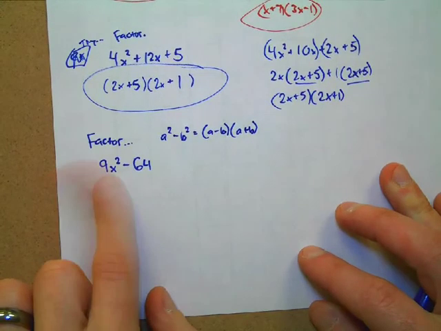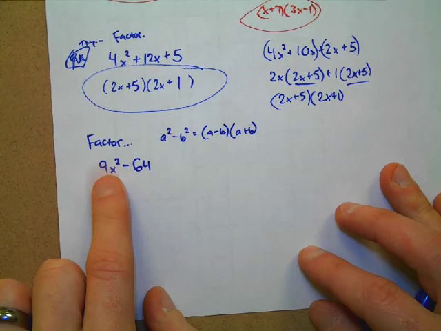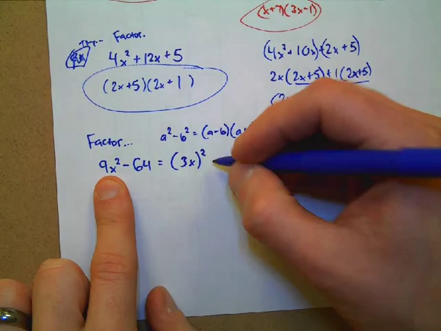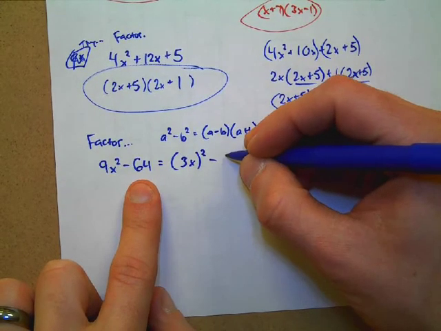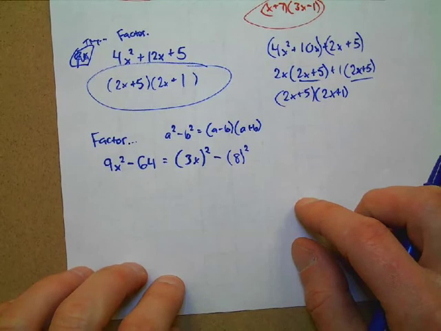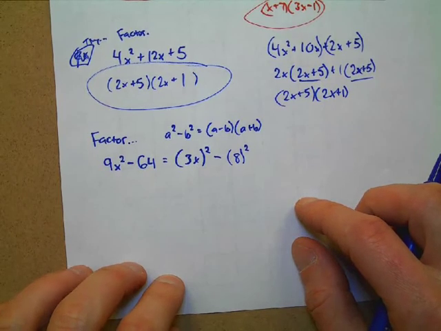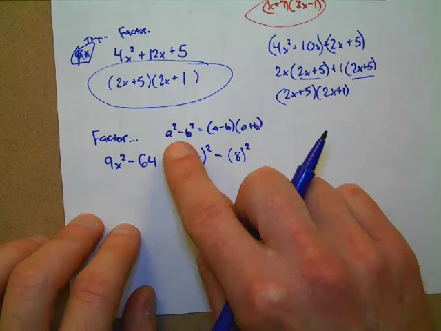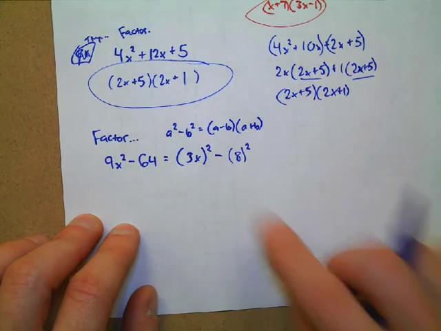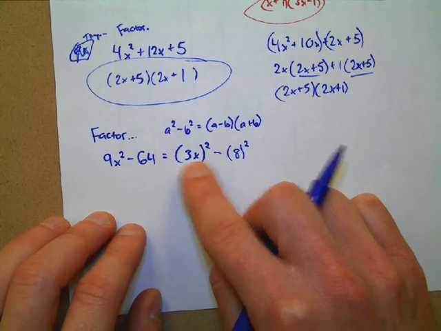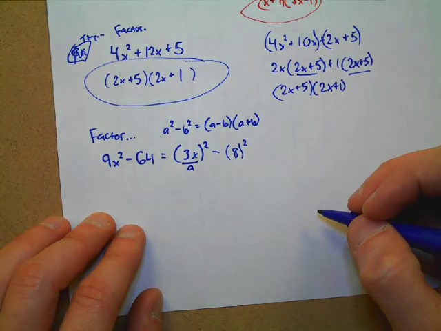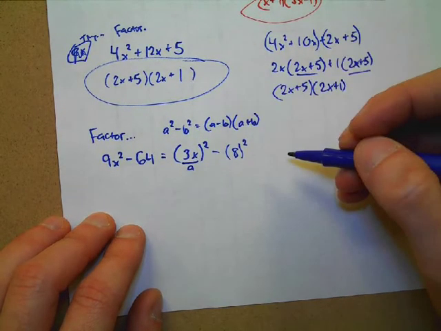So what squared gives you 9x squared? 3x squared gives you 9x squared. What squared gives you 64? 8. So in other words, what does the A correspond to from our difference of squares? Yeah, it's 3x, actually. This whole thing right here is the A for the difference of squares. And then what does the B correspond to here? The 8. Yeah, this is the 8.